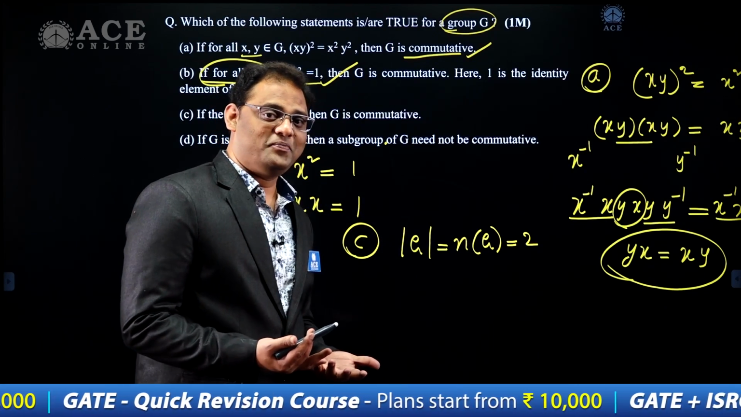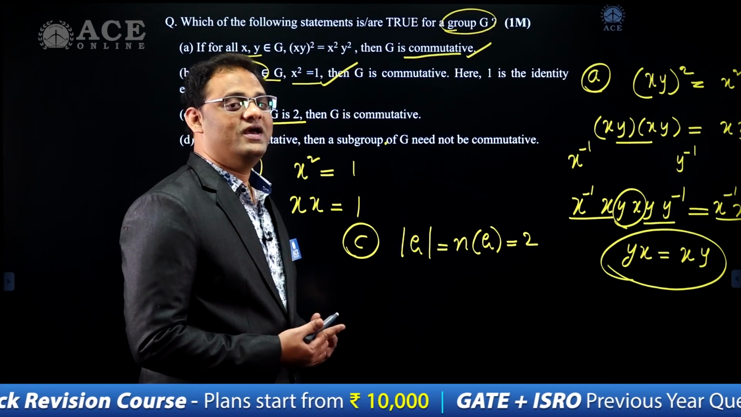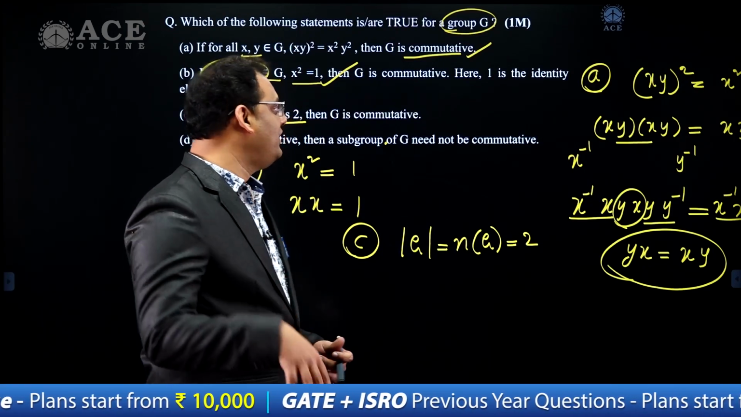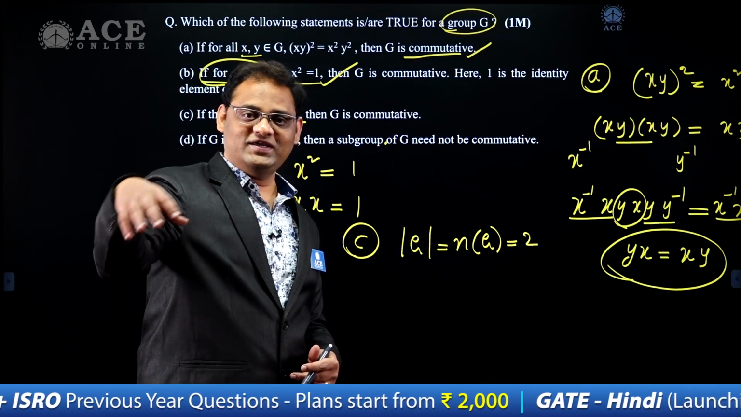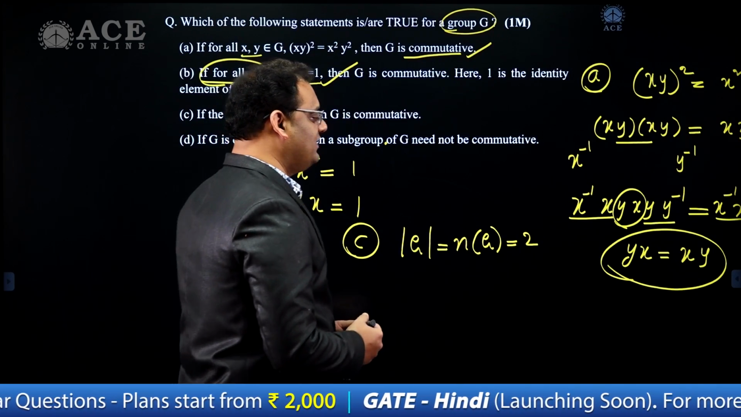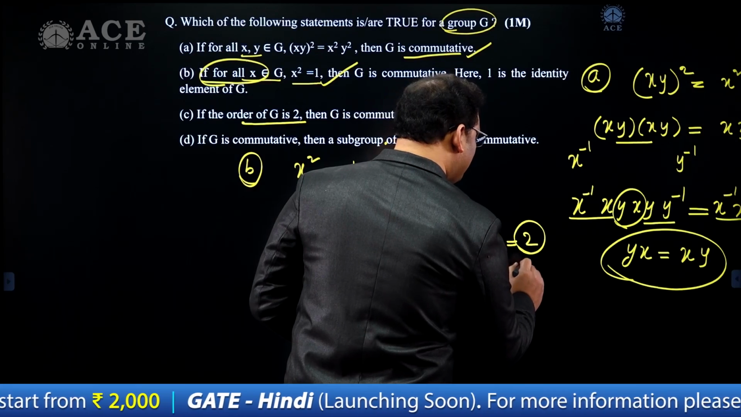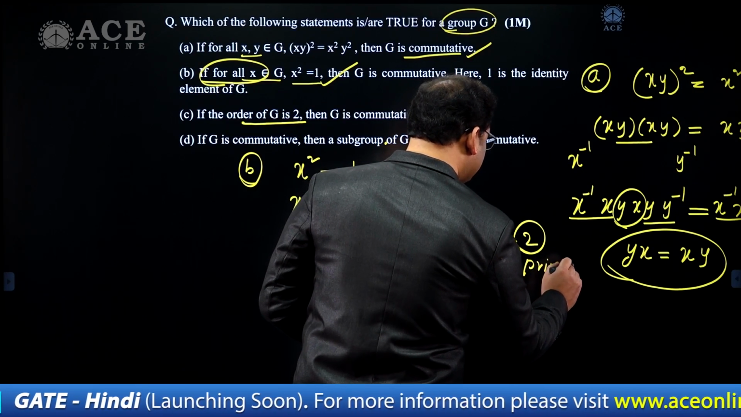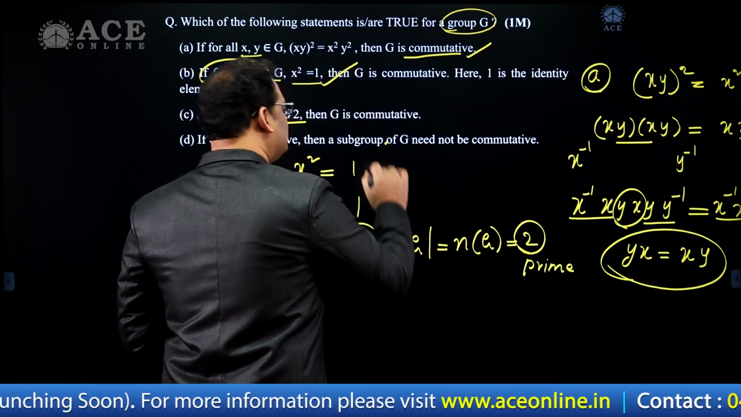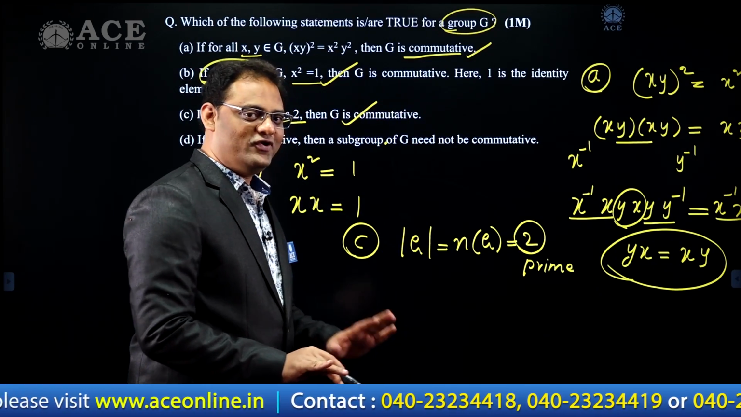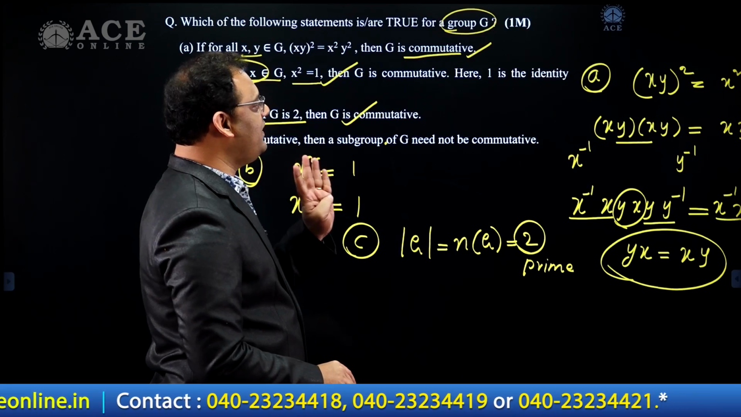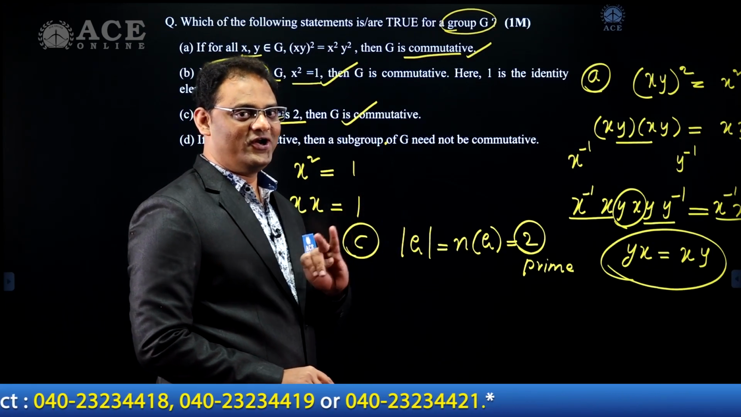So now we have a property. Remember the property: every group of prime order is going to be commutative. Every group of prime order is abelian. Yes, sir, this is a prime number, so it is also abelian, and C is also true. So up to now, what I discussed, the statements A, B, C, all three are true.